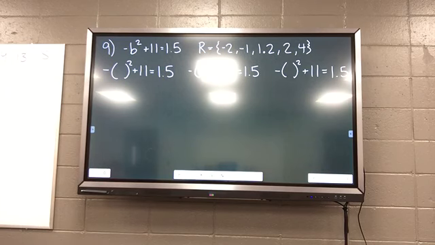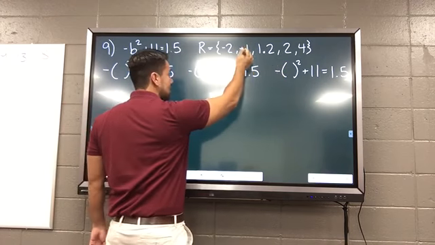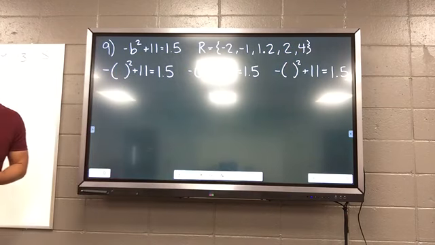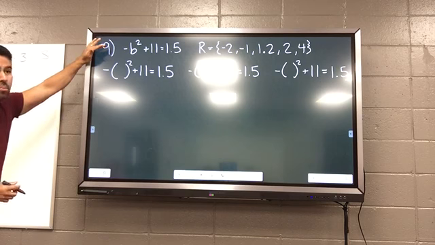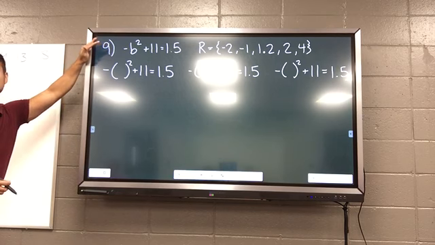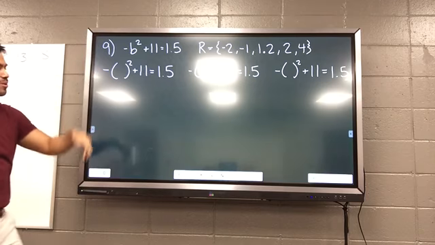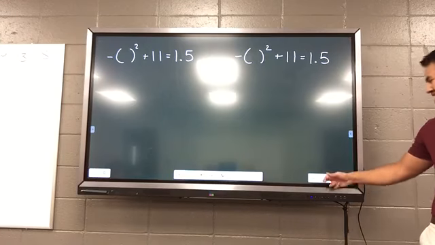Number 9. Using the replacement set, and they give me the replacement set right here. It's -2, -1, 1.2, 2, and 4. Give me the solution set for -b squared plus 11 equals 1.5. So guess how many times I'm going to work this problem out? 5 times. Good counting there. I only wrote it 3 times. Oh, yeah. I needed some extra space.